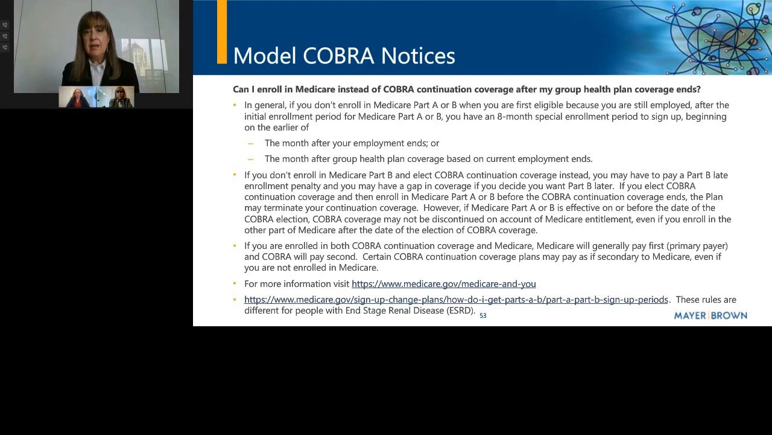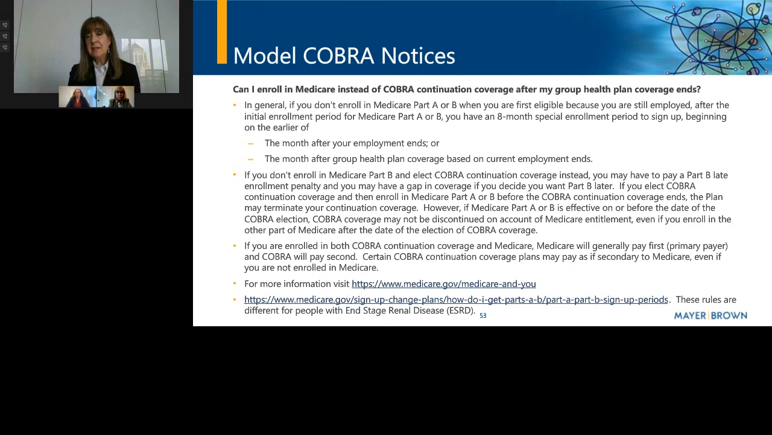And very quickly, if an employee becomes eligible for Medicare, there's an 8-month enrollment period that is timed based on the loss of employment or the loss of coverage associated with the loss of employment, and that if the individual elects COBRA first instead of Medicare, that the individual could end up experiencing a gap in coverage and be penalized for the cost of a Medicare Part B premium.